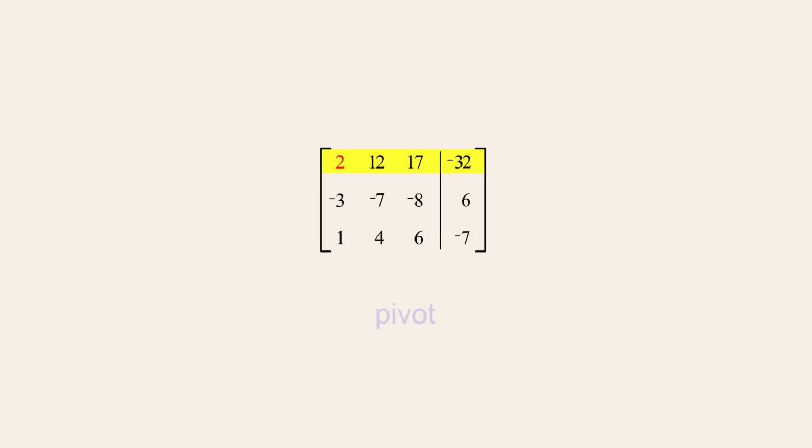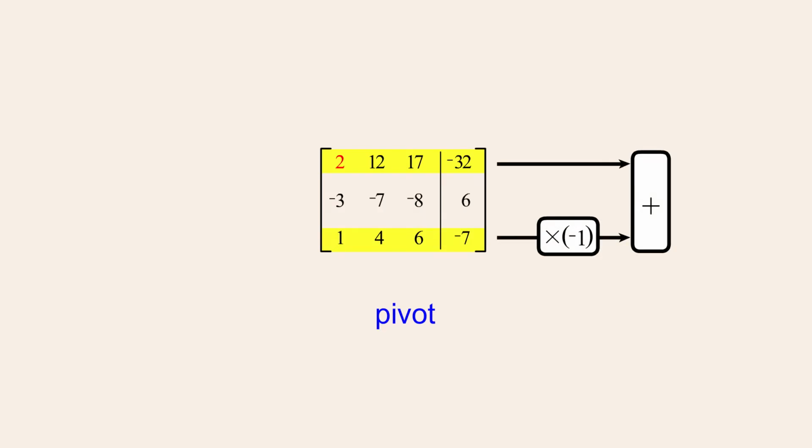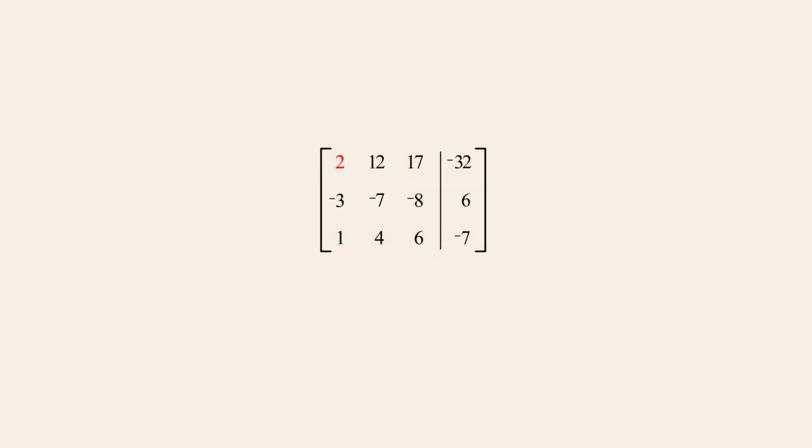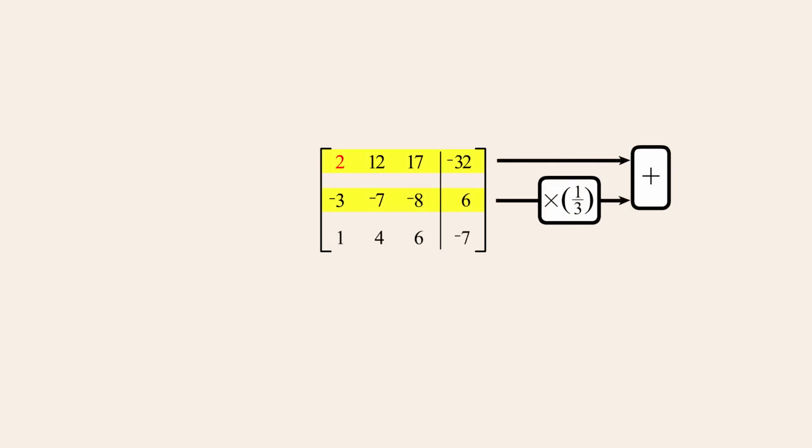Or we could use a pivot operation to add -1 times row 3 to row 1, replacing row 1 with the sum. Or we could use a pivot operation to add 1/3 times row 2 to row 1.